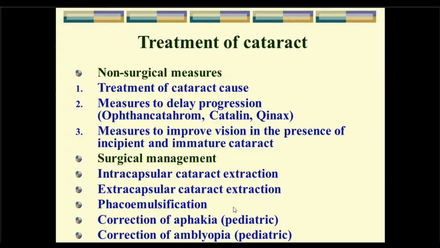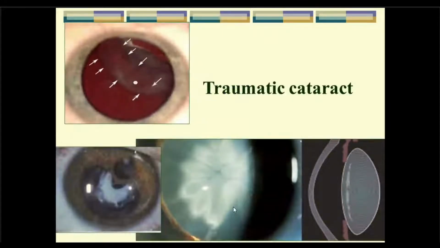Phacoemulsification is an example of extracapsular extraction, when we also make a small incision in the anterior capsule of the lens, but the nucleus and cortex of the lens are extracted by a special phaco machine with ultrasound, vacuum aspiration and irrigation. Now again, pictures for you, traumatic cataract, you can see.